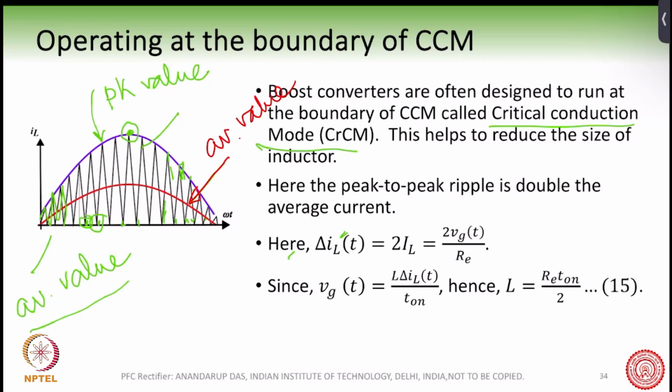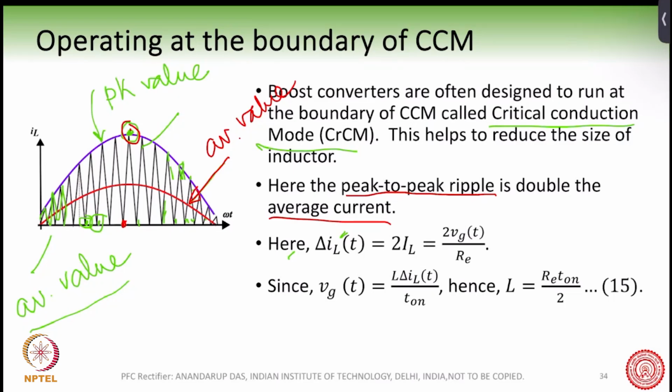But in case of CRCM, because the current is coming to zero, the peak value of the current here must be double the average value, because we are going to take the current to double the average and then come back to zero. Only then is the average value what is shown in the curve. So the peak to peak ripple must be double the average current. We must go to 2 times the average current and then come back to zero, right?